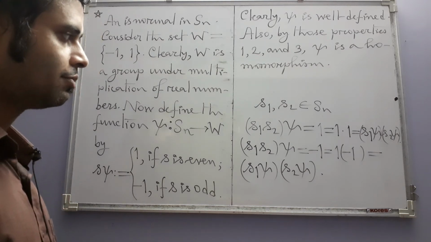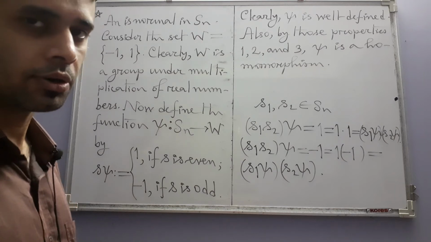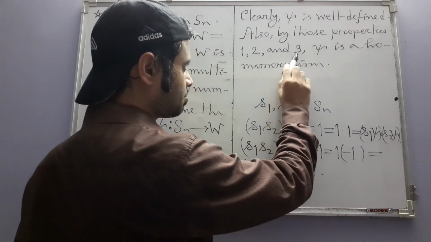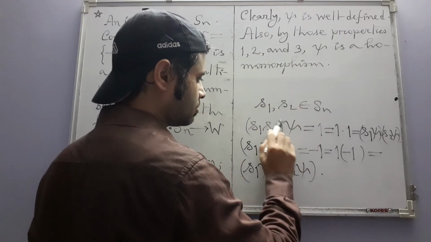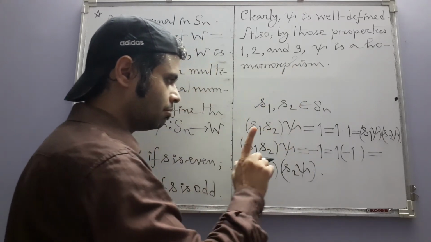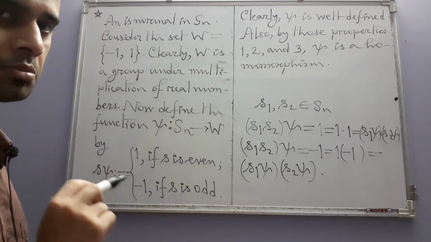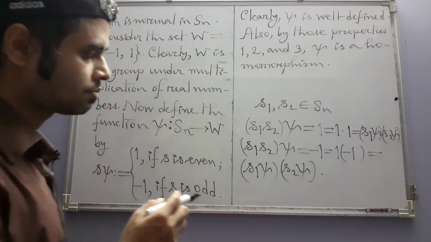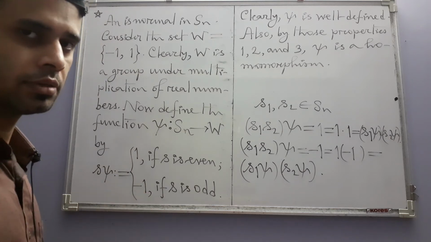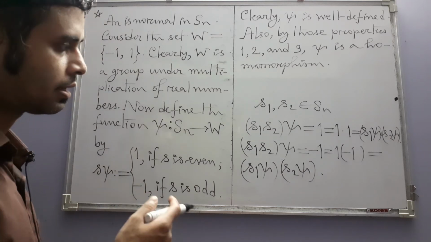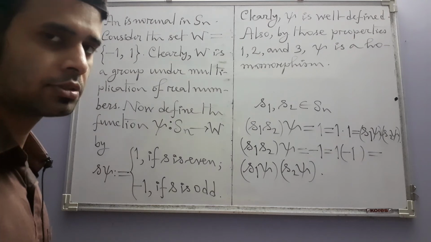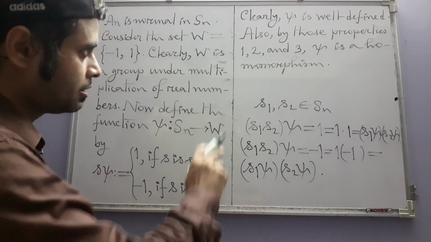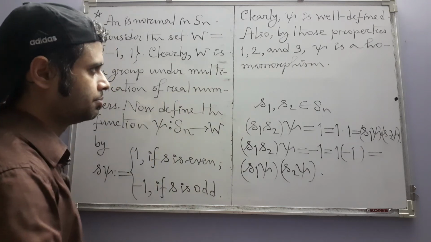And finally, if both S1 and S2 are odd, then their product is an even permutation, and that is property 3. So this psi image will be 1. But 1 can be written as minus 1 times minus 1, and one of those minus 1s can be replaced with S1 psi and the other one can be replaced with S2 psi because S1 and S2 individually are odd, and that is why psi is a homomorphism.